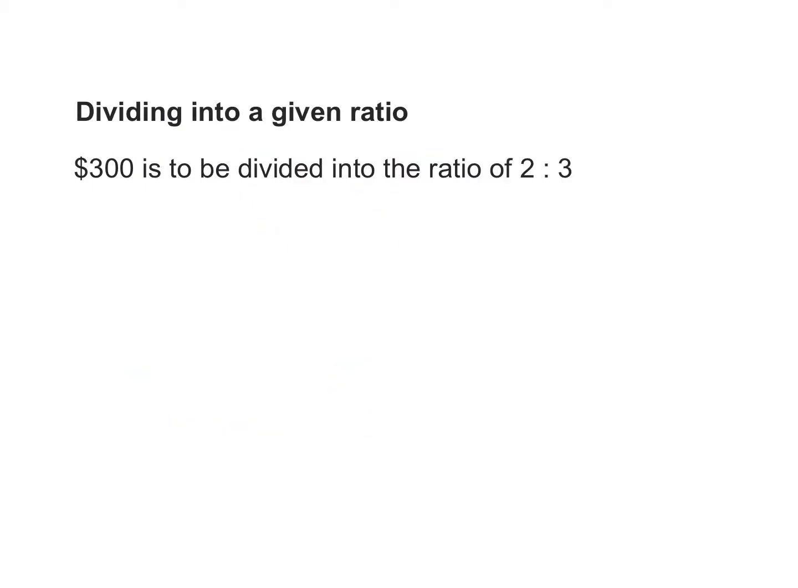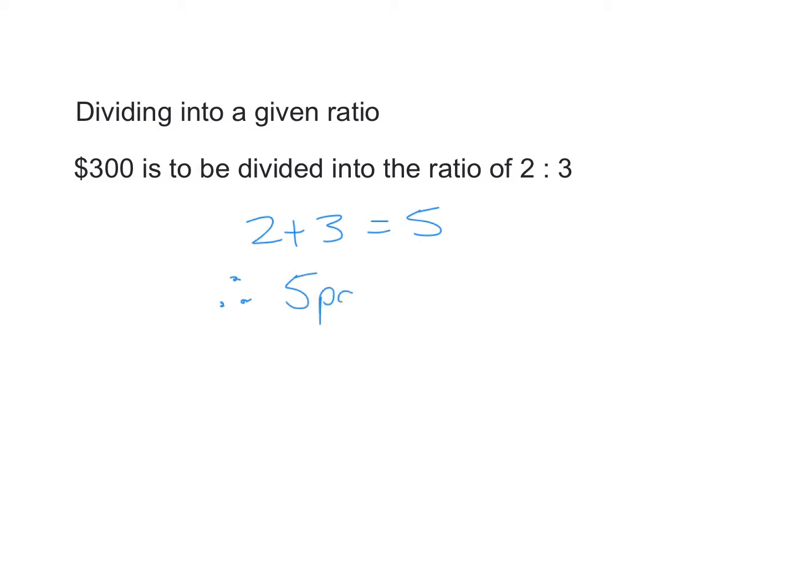Alright, what often happens is that we're asked to divide a given amount into a ratio. So we need to divide the amount into that specific ratio. So how do we go about doing that? Well, first of all, we need to find out how many parts we have. We have 2 and 3. So we could say 2 add 3 equals 5. Okay, so we have 5 parts. Therefore, and that's the symbol for therefore, 3 little dots, 5 parts equals $300, because that's what we've been told.